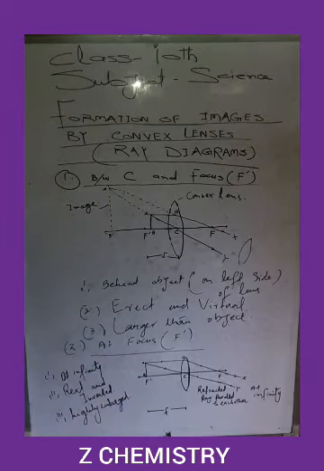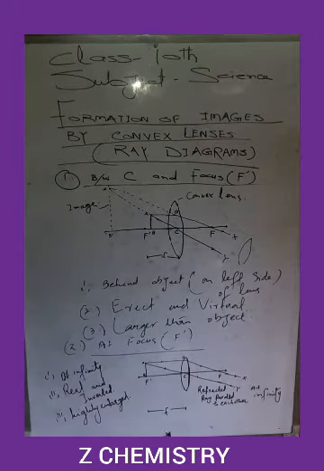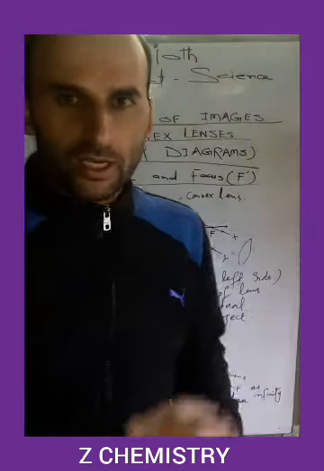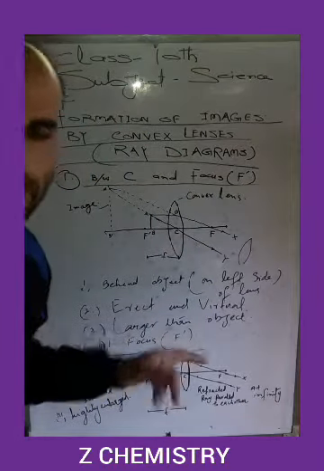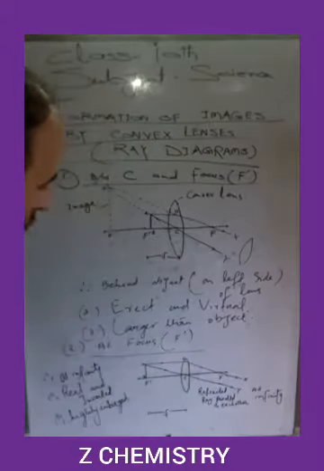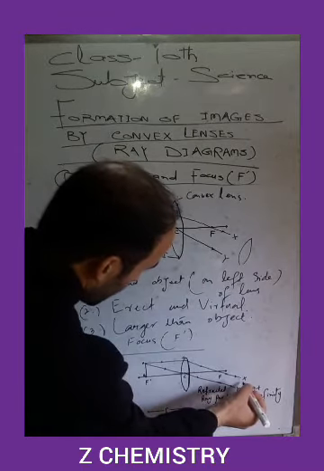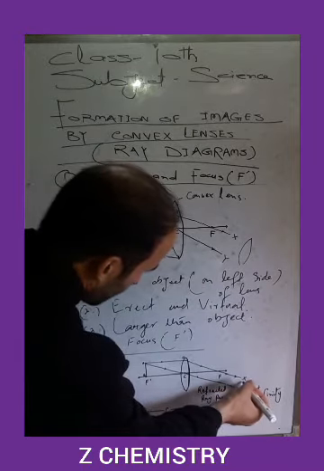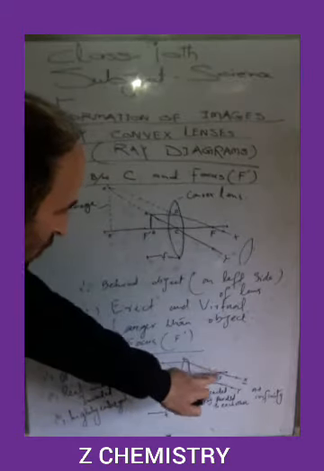When the object is placed at the focus, two types of rays come from this object. One ray goes parallel to the principal axis. As we know from the rules for the formation of images, any ray that goes parallel to the principal axis, after refraction through the lens, passes through the focus. This refracted ray is named here as X. This is the refracted ray which goes through the focus.